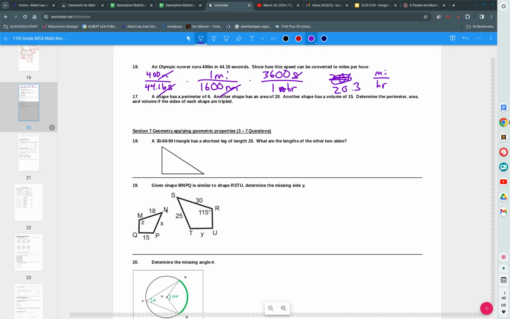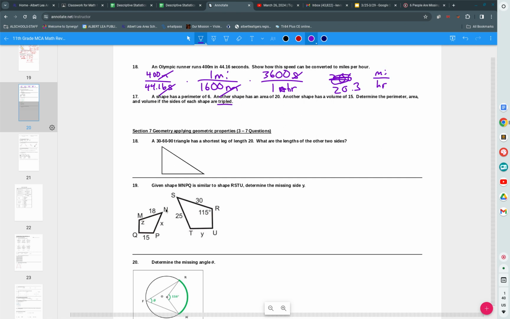Everybody good on general conversion? Yeah, not too bad. Okay, a shape has a perimeter of 6, a shape has an area of 20, and a shape has a volume of 15. Determine the perimeter, area, and volume if the sides of each shape are tripled.